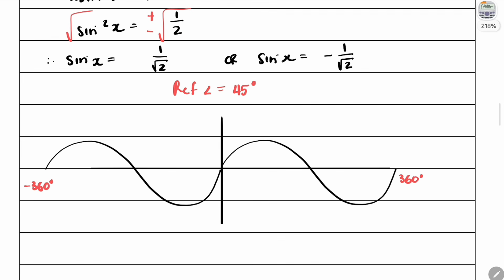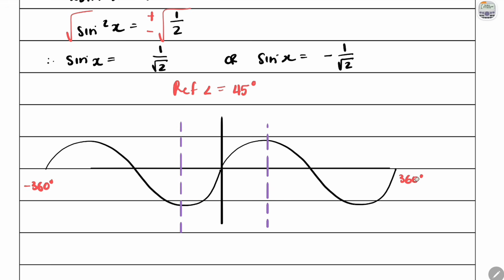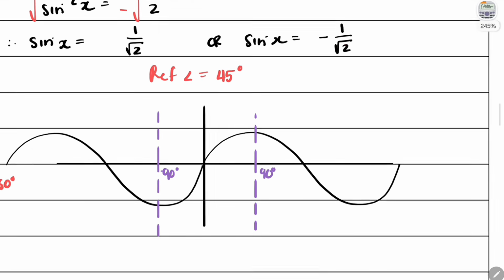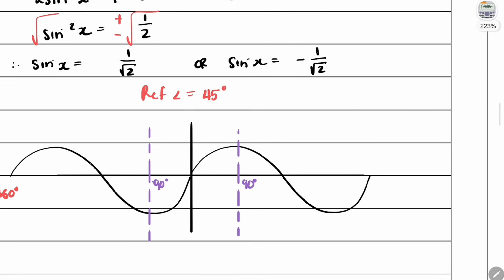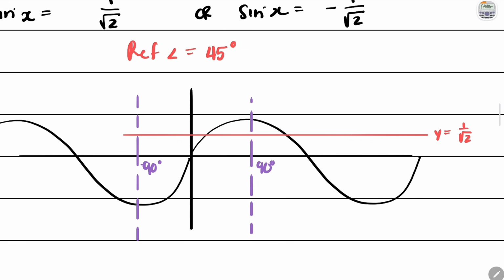But we're specifically looking for these solutions where x is greater than negative 90 degrees, but less than 90 degrees. So let's just focus on that part. Okay, so this is 90 degrees, and then this is negative 90 degrees. Now this y value of 1 over square root 2, it's a value that is very close to 1. So we can look at it like this. 1 over square root 2, the positive one. Okay, this can be y equals 1 over root 2. And so do you see that the places where the sine graph has a y value of 1 over square root 2 would be here and of course here.